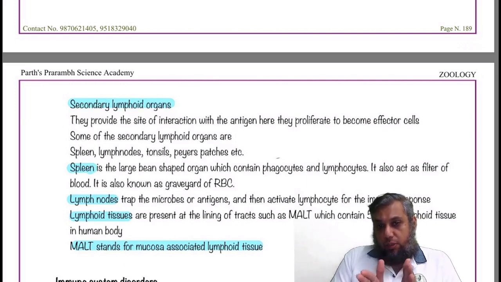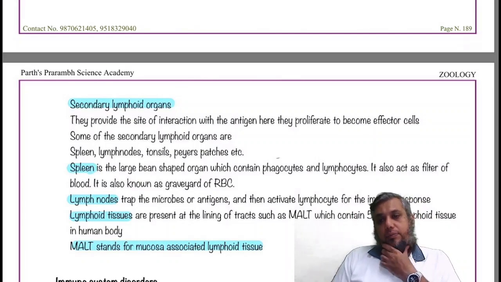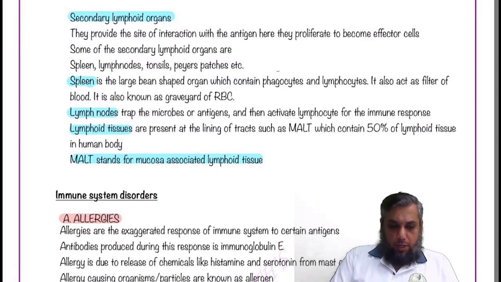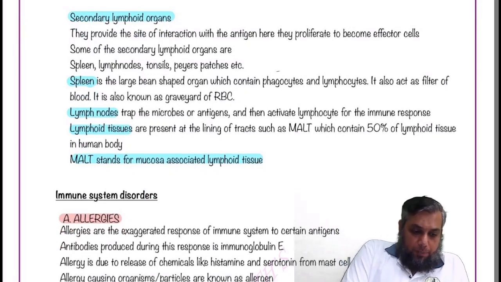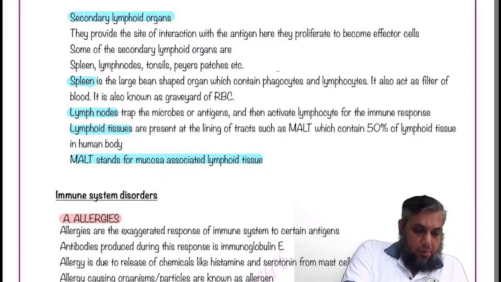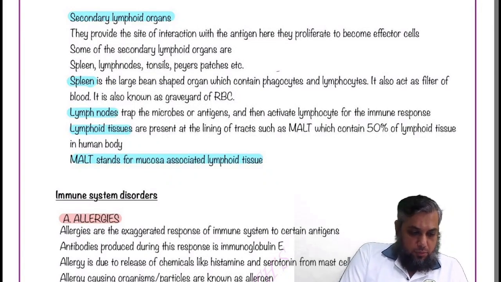So they'll proliferate into, say for example, many killer T cells which will be released into your body, and many plasma cells which will release millions of antibodies in the blood. Okay. So you have to remember the examples of the secondary and the primary lymphoid organs. The secondary lymphoid organs include organs like the spleen, lymph node, tonsils, Peyer's patch of the small intestine, and the appendix. Okay. And primary, you're supposed to remember the bone marrow and the thymus.